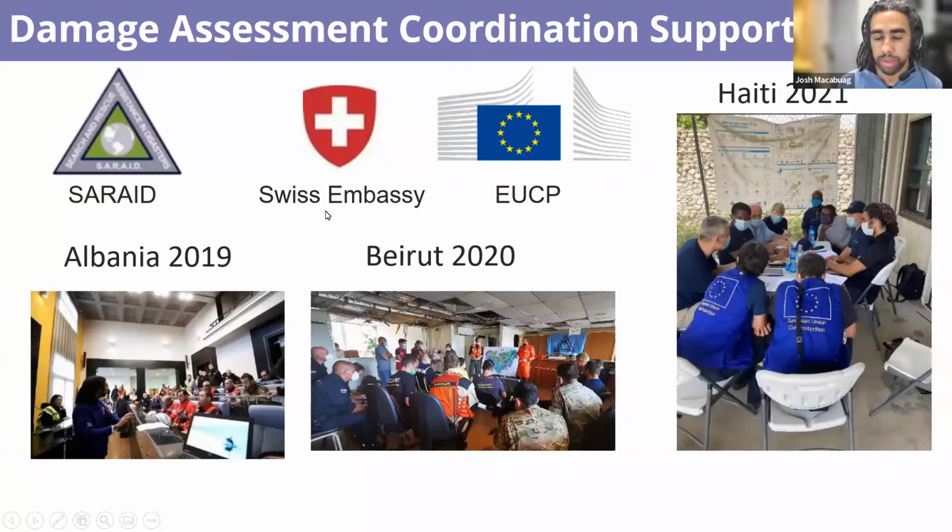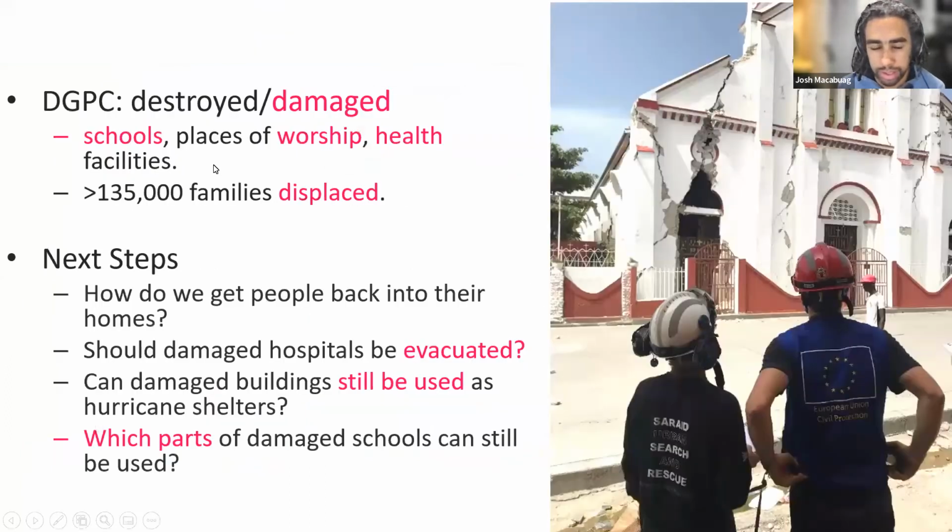And what the team did was work closely with engineers of the Swiss embassy and engineers of the EU civil protection mechanism, to support the Haitian authorities in setting up and running their own system of damage assessment coordination, something called a damage assessment coordination center, which has precedent in previous events in Albania, the earthquake of November 2019, and the Beirut explosion of August 2020. If you go to the next slide there, Mike.